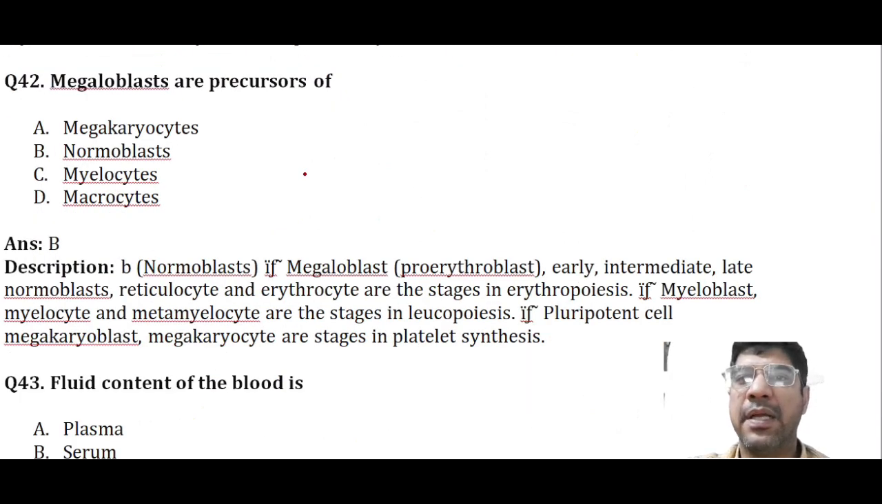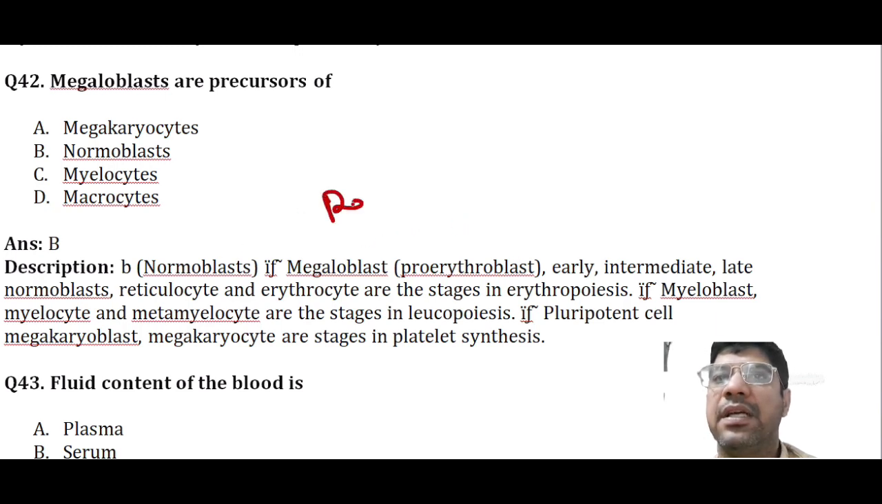Megaloblasts are the precursors of normoblasts. Megaloblasts are the early stage cells in the development of red blood cells. As they mature, they progress through the different stages, including early, intermediate, and late normoblast, before finally becoming reticulocytes and then mature erythrocytes.